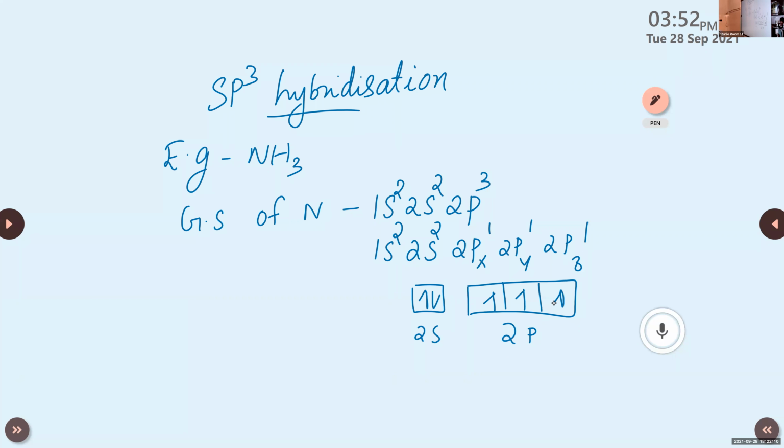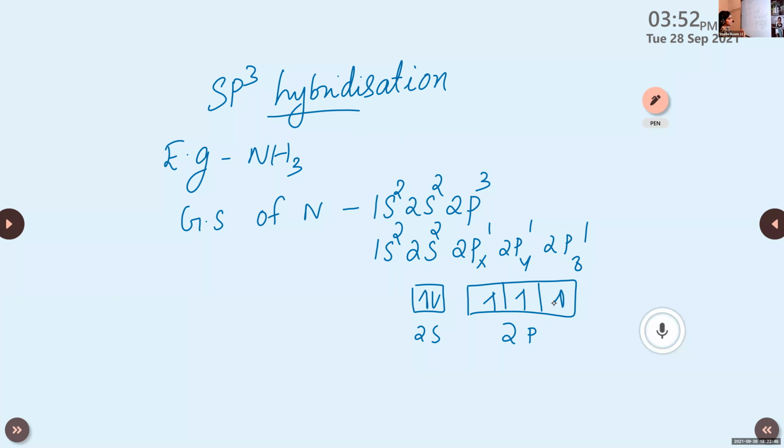In this case, we will not go for the excited state. In the features of hybridization, we have learned that there is no such condition for the excitement of electron. Do you remember that point? In the important conditions, the third point: promotion of electron is not an essential condition prior to hybridization. So it is not essential for the electrons to jump to the excited state. In some compounds, this excitement will take place. Okay, so this will be the configuration.